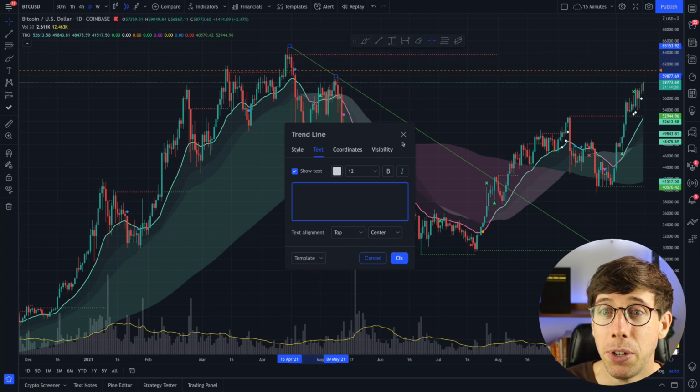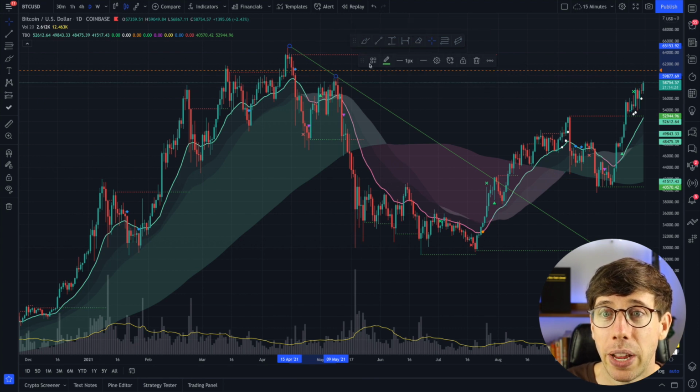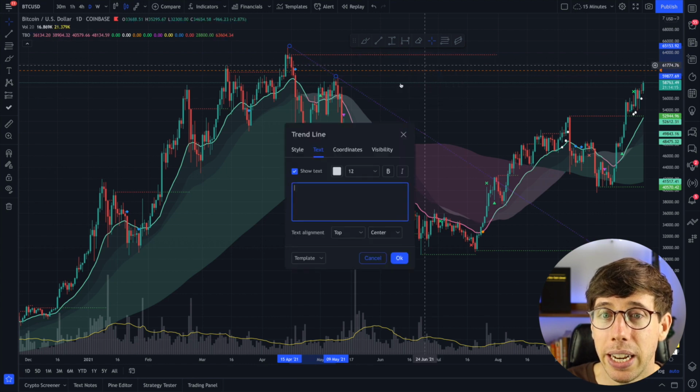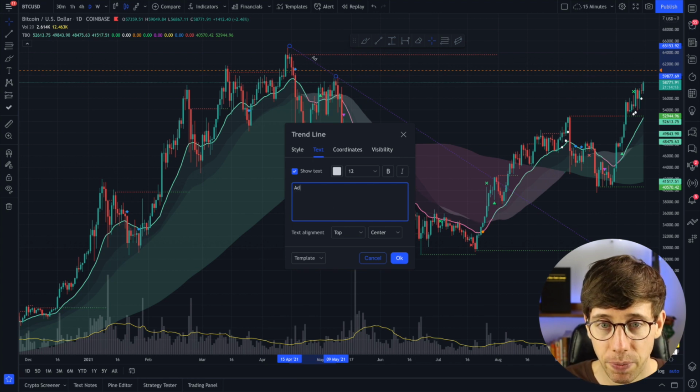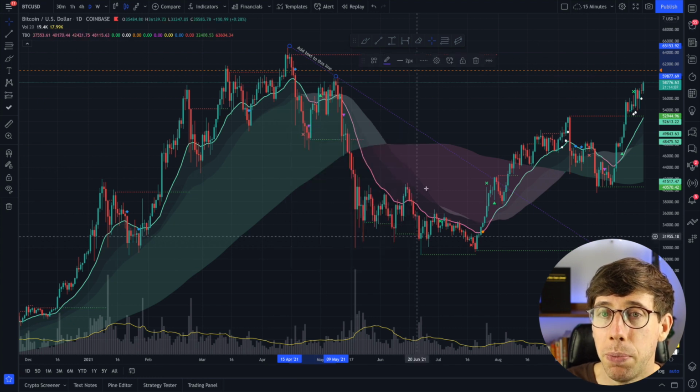All I have to do to go into the settings is just click on this line, and I can see that I have this floating menu that I can move around. I can change the color of the line if I want to, the thickness, the quality of it, and I can add text to this line, and I can change the coordinates and all that stuff, but we're really not going to do too much of that.